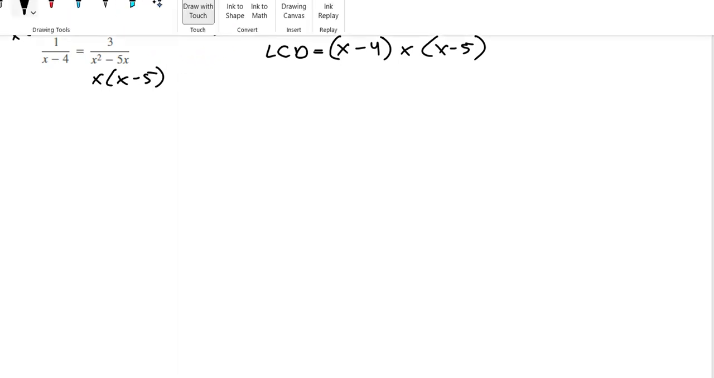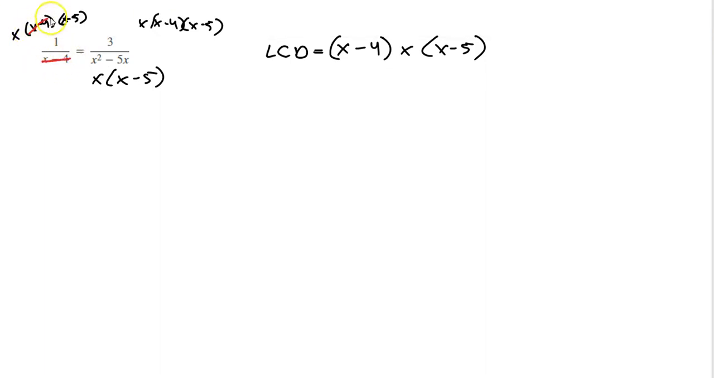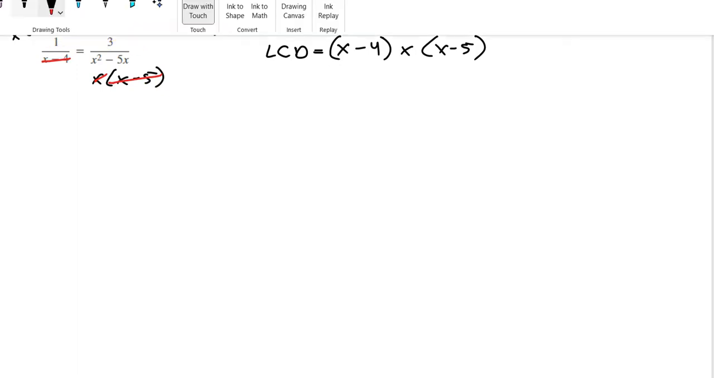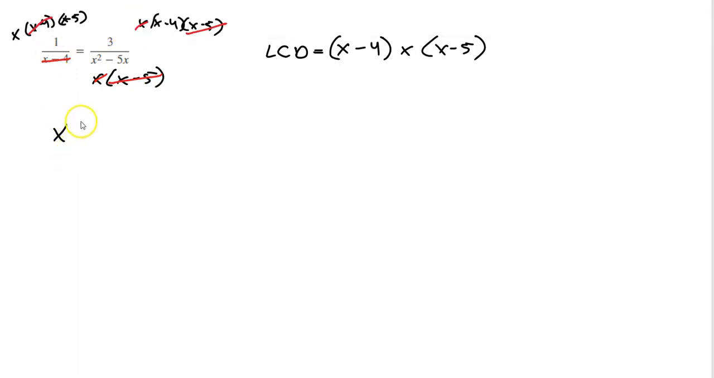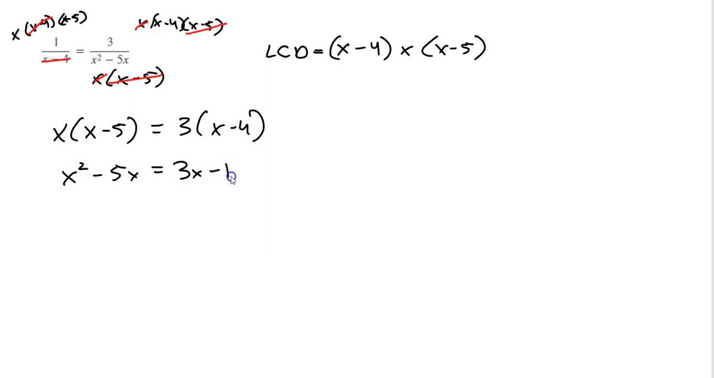Okay, coming back in here. Well, the x minus 4 cancels. Over here, the x cancels, and the x minus 5 cancels. So we can come back in here, and notice I've just got a 1 up here. So, rewriting this, I'm going to end up having x times x minus 5 equals 3 times x minus 4. Okay, let's start simplifying. We've got x squared minus 5x equals 3x minus 12.